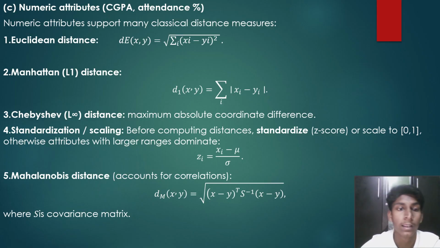Standardization or scaling: before computing distances, standardize using Z-score or scale to 0 to 1. Otherwise, attributes with larger ranges dominate. zi equals (xi minus mu) divided by sigma. Mahalanobis distance accounts for correlations. dM(x, y) equals the square root of (x minus y) transpose S to the power minus 1 (x minus y), where S is the covariance matrix.